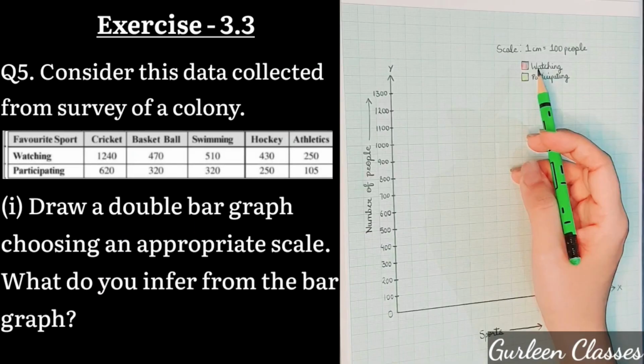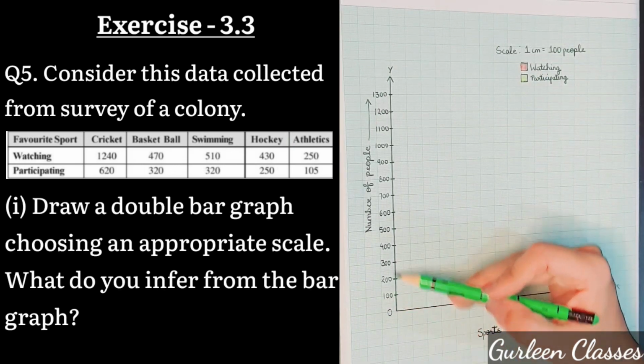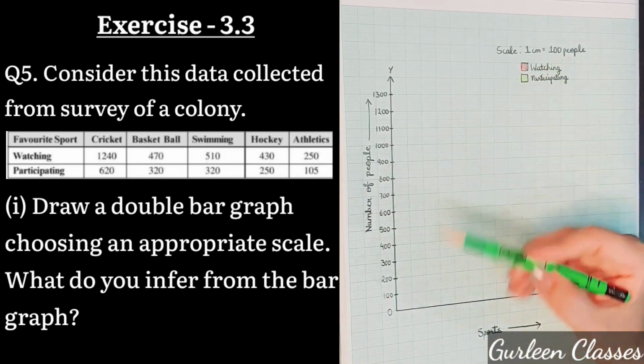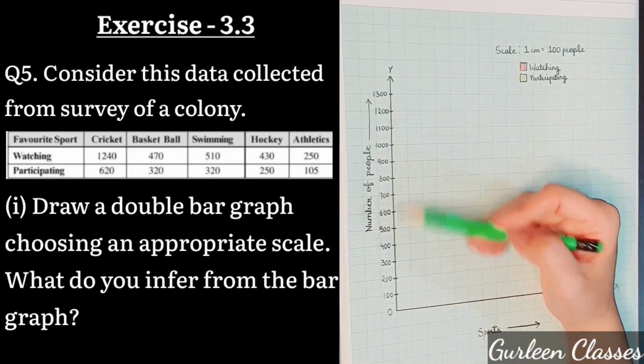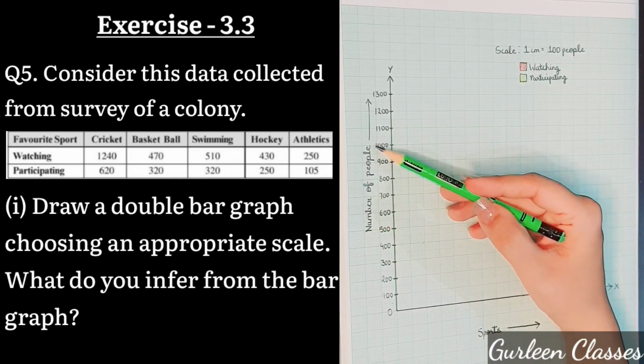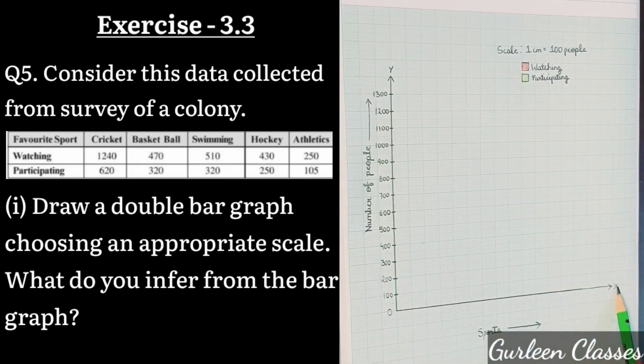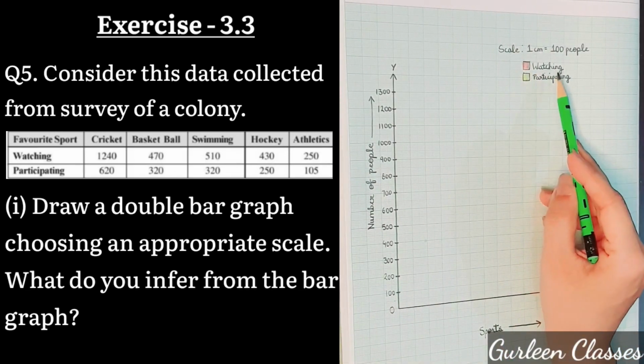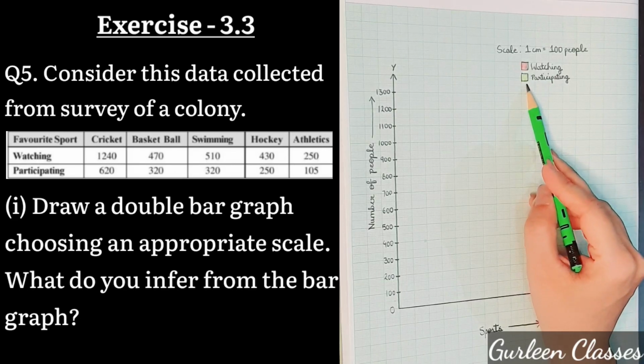Question number 5. Consider this data collected from a survey of a colony. So in this table, favorite sports are written and watching and participating data. So now we have to draw the double bar chart using an appropriate scale. So here we'll start from 0, from 100 to 1300, and scale 1 centimeter is 100 people. The difference is of 100 each, and on the y-axis we wrote number of people and on the x-axis sports. So here watching we will represent by red color and participating by yellow color.